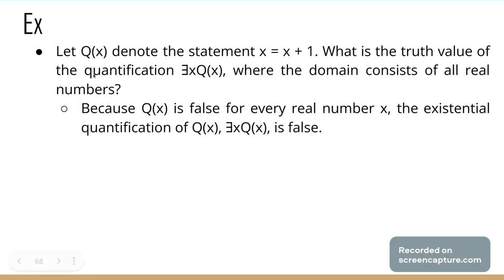Next one. Let Q of x denote the statement x is equal to x plus 1. What is the truth value of there exists x, Q of x, where the domain is real numbers? Because Q of x is false for every real number, x cannot be equal to x plus 1 in any of the real numbers. So there isn't a single value of x which we can substitute in x equal to x plus 1 to make that statement true. So we have to check all values. So this statement is false.